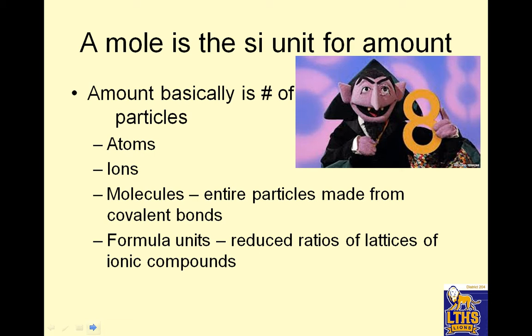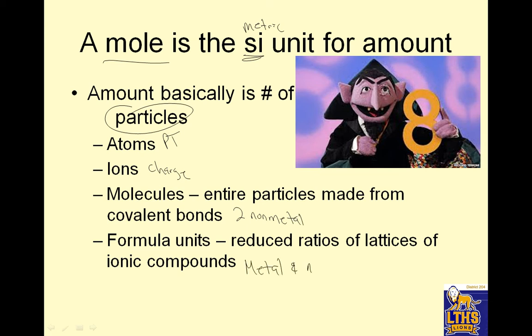All right. A mole is the SI unit for amount. That means the metric unit. Okay? So if I asked you, what is a mole, you should say the metric unit for amount. Amount is basically the number of particles. And a particle is an atom, so look at the periodic table for that. Ions, anything with a charge. A molecule, which is a compound of two nonmetals. You remember that from before break? And formula units, which is a compound with a metal and a nonmetal.